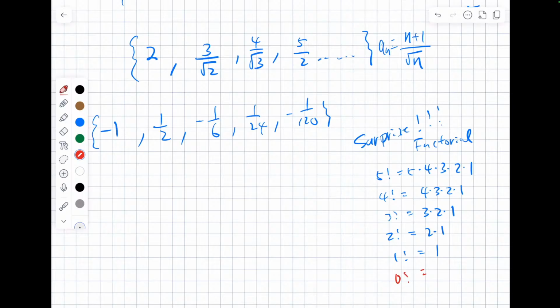What's 0 factorial? With my phone. 0 times negative infinity. What is 0 factorial? It is 1. Negative 1/16?